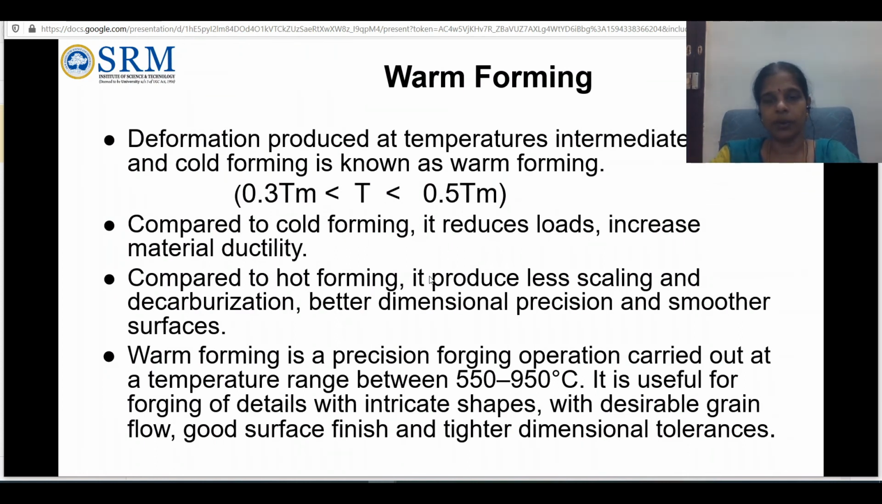And something called warm processing. What do you mean by warm forming? If you are working below the recrystallization temperature, we call it a cold working process. If you are heating above the recrystallization temperature, we call it a hot working process. So what happens in between? We can take the advantage of both. That's why we name it warm processing. Whenever you are working on the metal at a temperature between 0.3 Tm and 0.5 Tm, where Tm is the melting point of the metal, we call it warm processing. Compared to cold forming, it reduces the load as well as increases the ductility. The scaling formation is somewhat less here, so better dimensional properties are obtained.